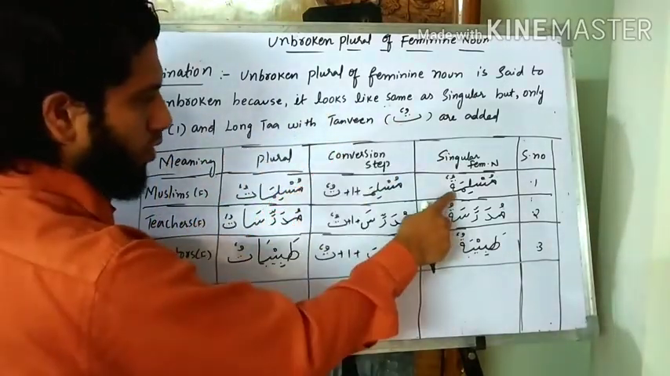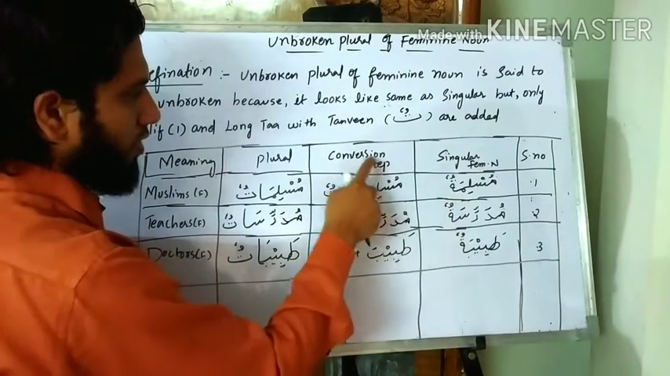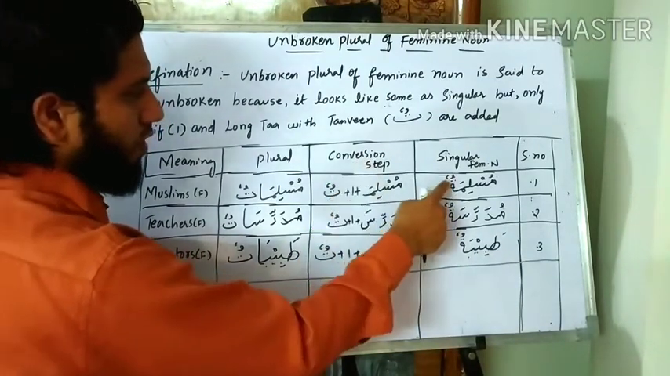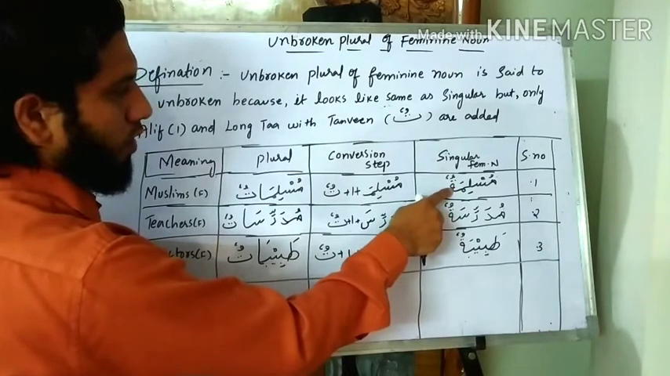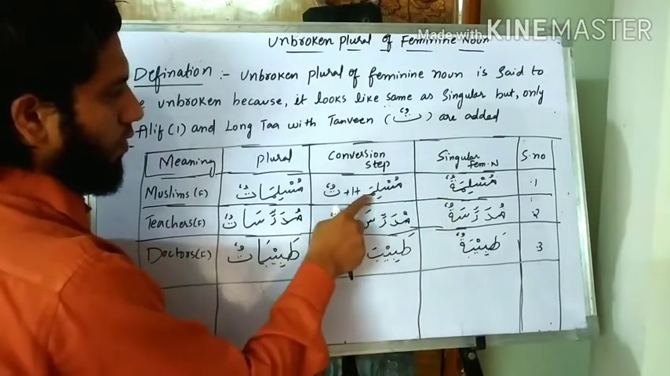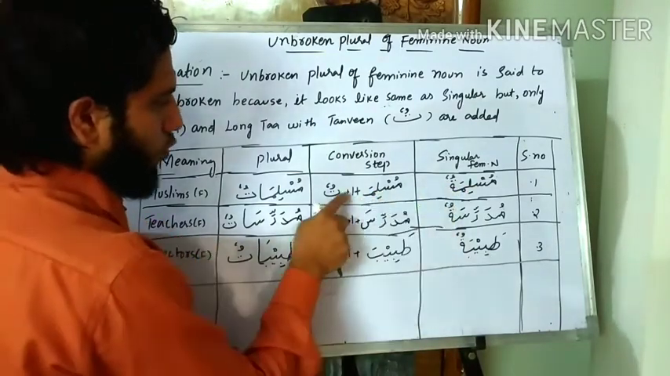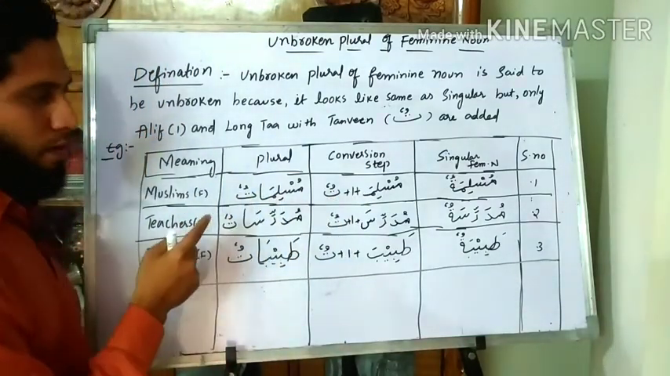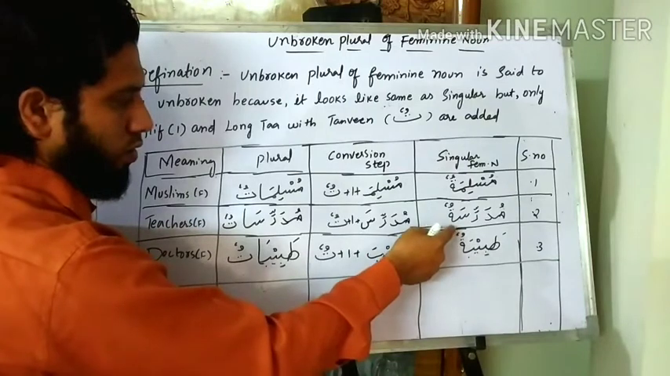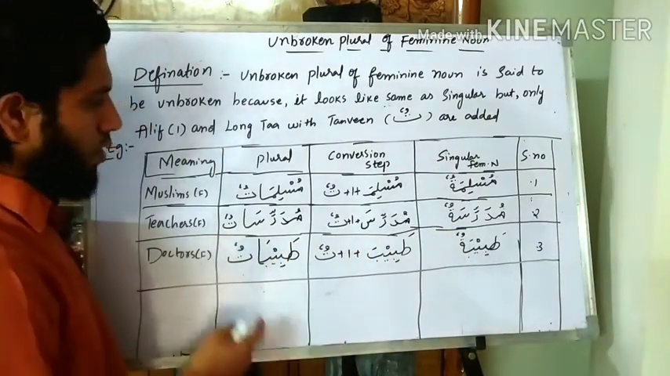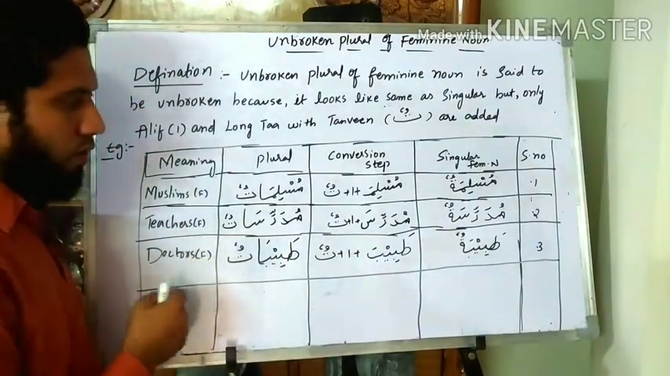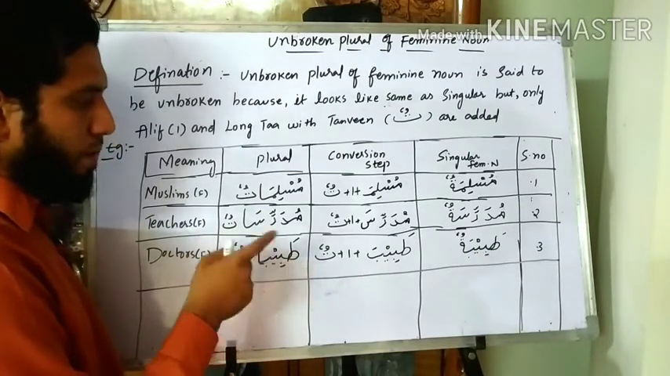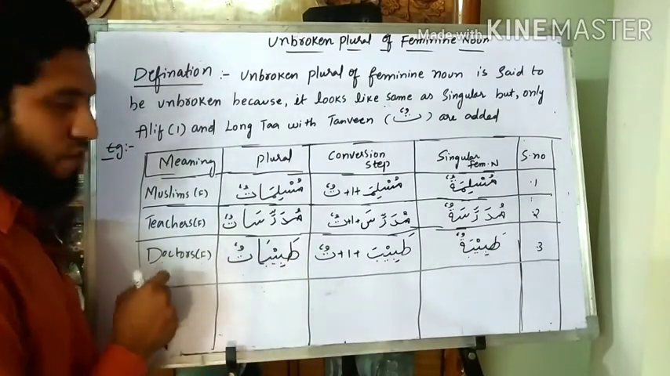See Muslimatun. Here it is a conversion step. We are removing this round ta, as it looks like same. Only alif and ta are added. Muslimatun, female Muslims. Mudarrisatun, female teachers. Tabibatun, female doctors.